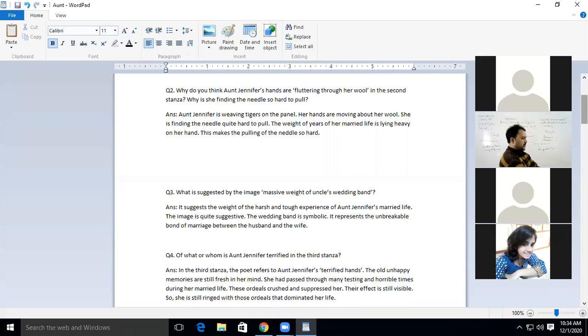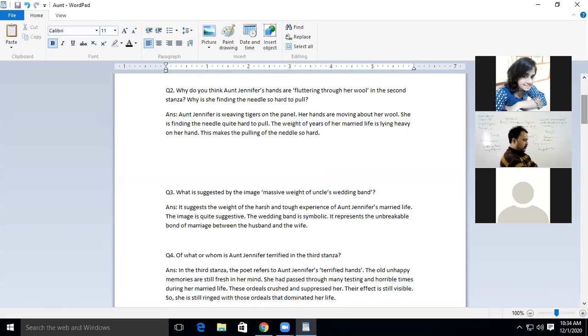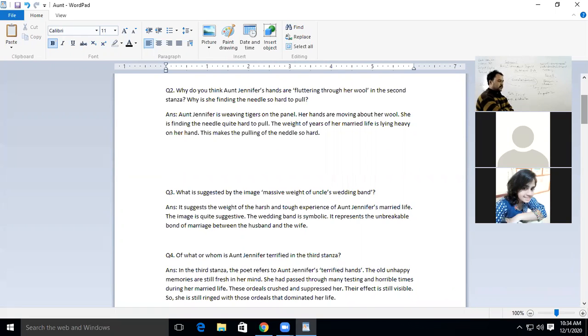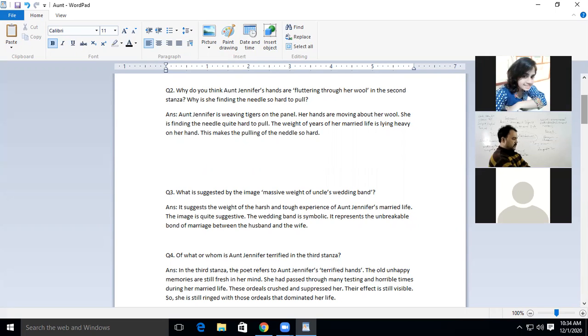Okay, so the wedding band is symbolic. It symbolizes responsibility. So it represents the unbreakable bond of marriage between the husband and the wife. So of course we know in India and elsewhere also that marriage is a sacrament. It is a bond between two persons. So it is suggested that the weight of harsh and tough experience of Aunt Jennifer's married life. So, harsh, difficult experience of Aunt Jennifer's married life.